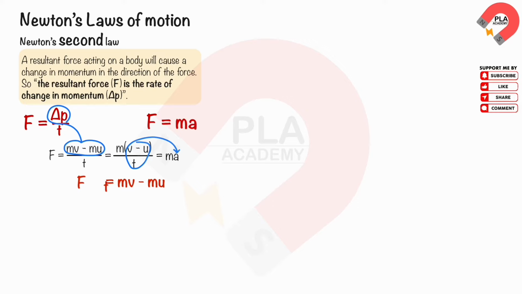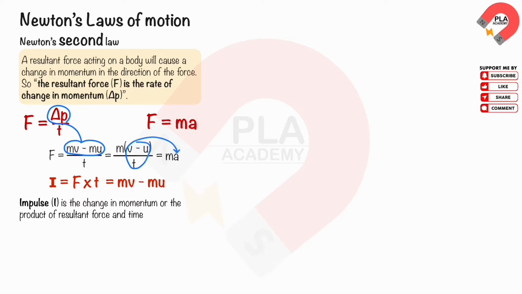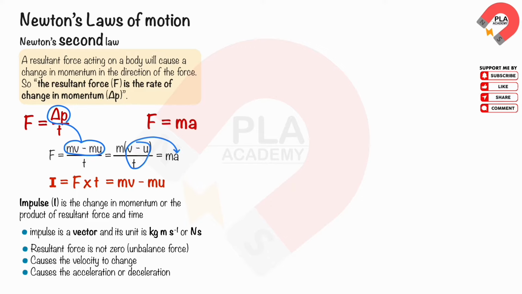From this equation, we move t to multiply with F, like this. The product of F and t is defined as the impulse, I. So, the impulse is the change in momentum or the product of resultant force and time. The impulse is a vector quantity, and its unit is the same as momentum's unit. We can conclude from Newton's second law of motion that if the resultant force is not zero, the velocity will change and the object will be accelerated or decelerated.